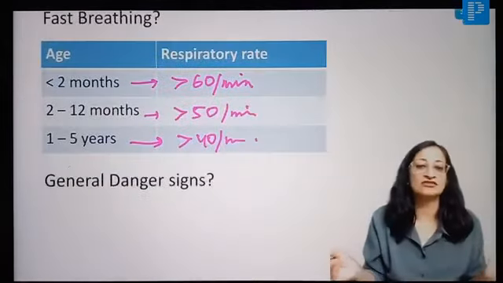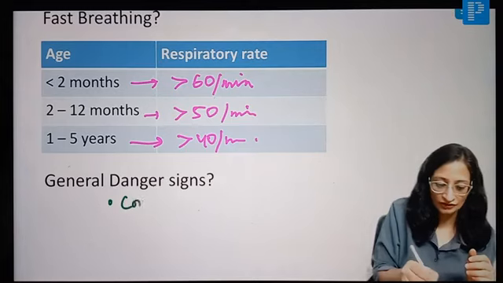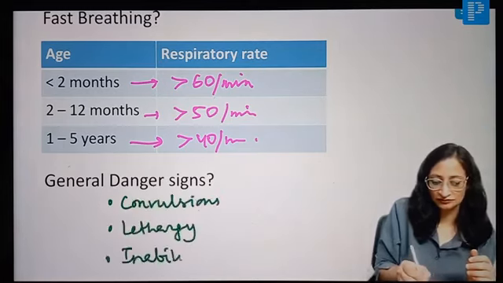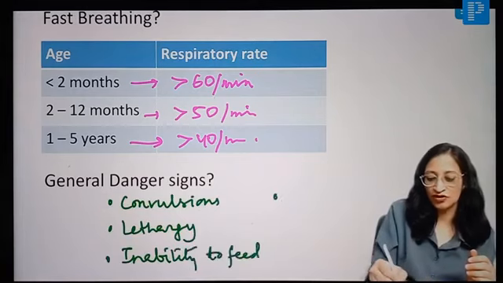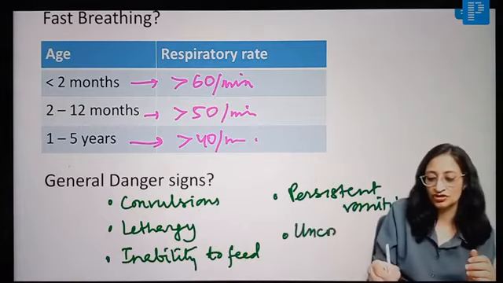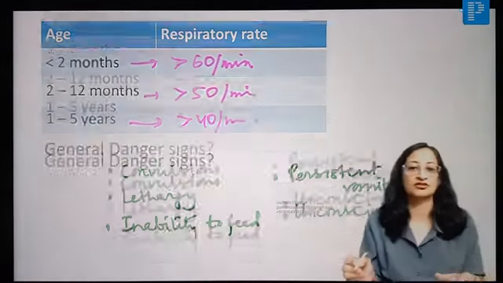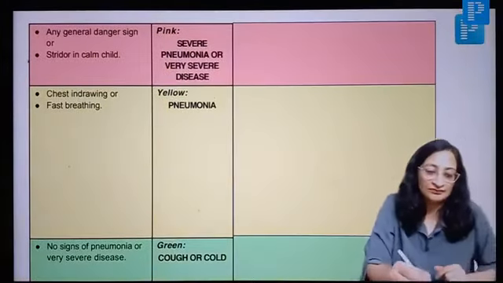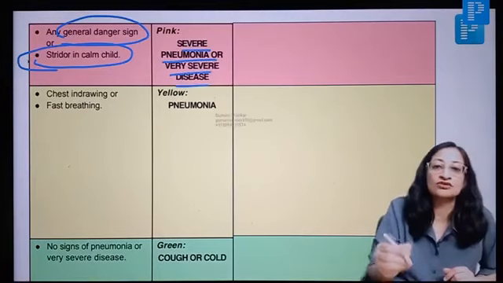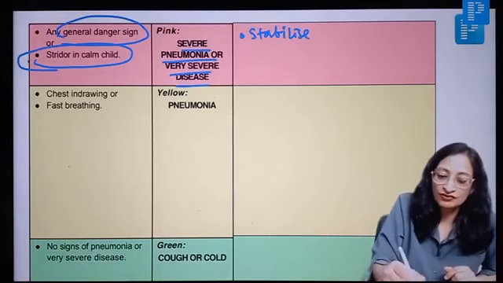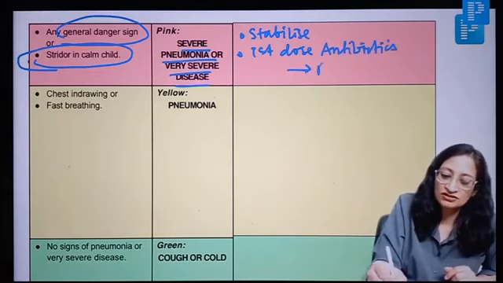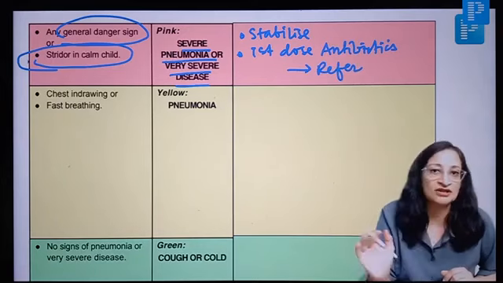Now, what are the general danger signs? General danger signs are convulsions or seizures, lethargy, inability to feed, persistent vomiting, and unconsciousness. If any of these are present, we say the general danger sign is present. Now let us see the IMNCI classification. If there is any general danger sign or stridor in a calm child, we call it severe pneumonia or very severe disease. What will you do? You stabilize the child, give the first dose of antibiotics, and refer, because it is severe pneumonia or very severe disease, so peripheral health workers cannot manage it further.